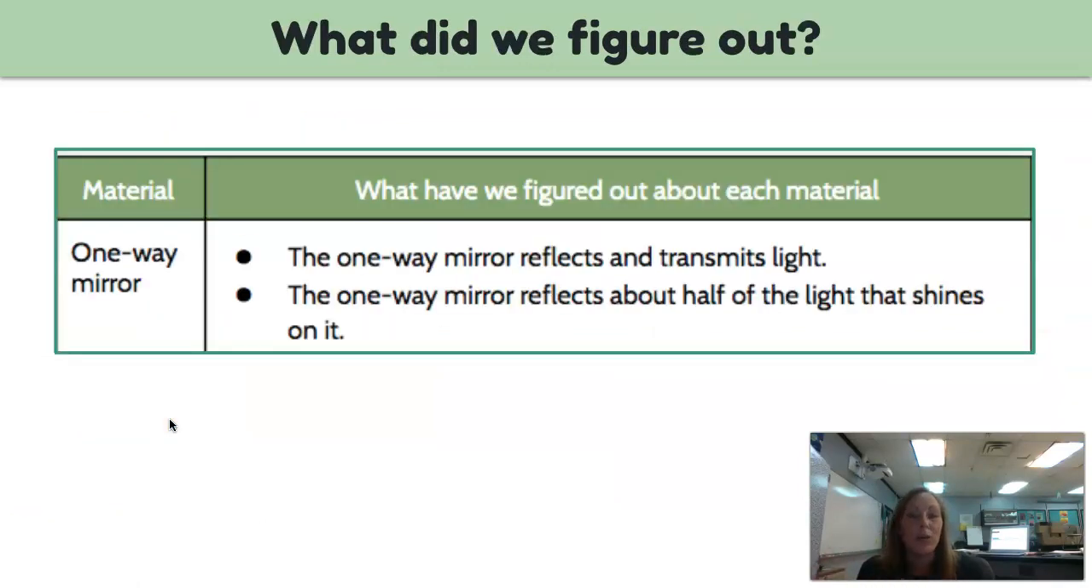So what did we figure out? Well, we figured out that a one-way mirror reflects and transmits light, and about half of that light is reflected and about half of that light is transmitted. Tomorrow we're going to learn how a one-way mirror is constructed, what it's made of, and why this actually happens. But today I just want us to focus most on the modeling.